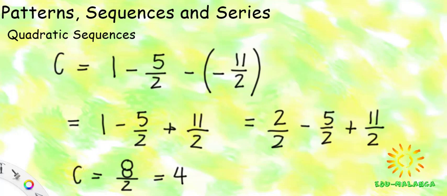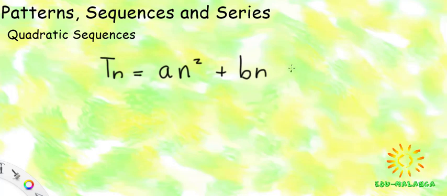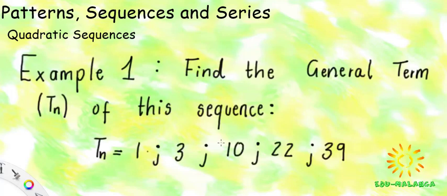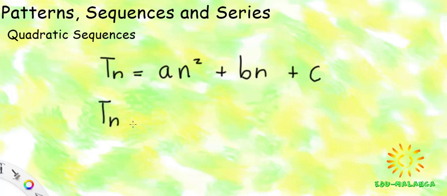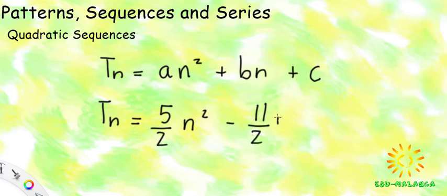We can then come back to the general term. Our general term was Tn is equal to a times n squared plus bn plus c. Let's substitute in a, b, and c because we've solved for all of them. Our general term for this quadratic sequence is Tn is equal to 5 over 2 n squared minus 11 over 2 n plus 4. And we've now solved example 1.